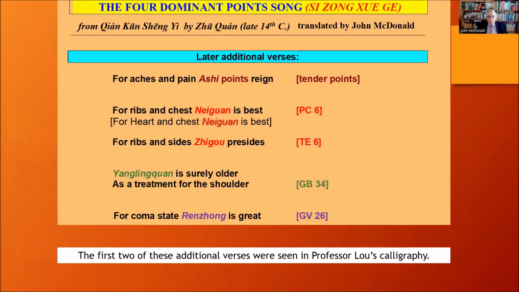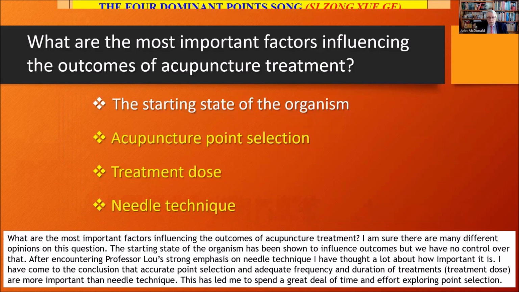For ache and pain, Sure points rain, for ribs and chest, Ne Guan is best. The first of these additional verses were seen in Professor Lo's calligraphy. Also a variant version for heart and chest, Ne Guan is best. For ribs and sides, Zhugo presides. Young Ling Chuan is surely older as a treatment for the shoulder. For coma state, Ren Zhong is great.